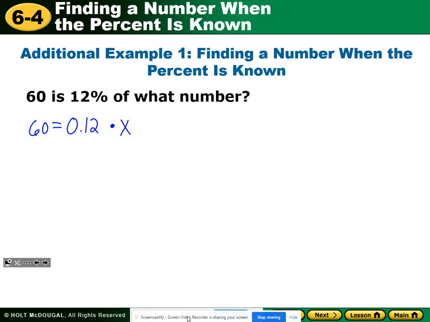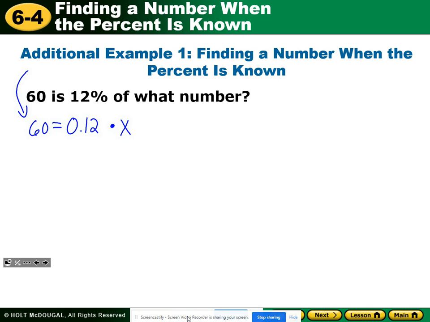Ooh. Now I have a question. From the way this is written, is the 60 that part that represents the percent, or is it the whole big group? The whole big group. Oh, it's the part. It's the part. Okay? 60 is 12%, right? Yes. So of what number? So the number is going to be a lot bigger, isn't it? Yes. Because if 60 is 12%, well, 12 is like 10%, and 10% would be 1/10 of it, right?